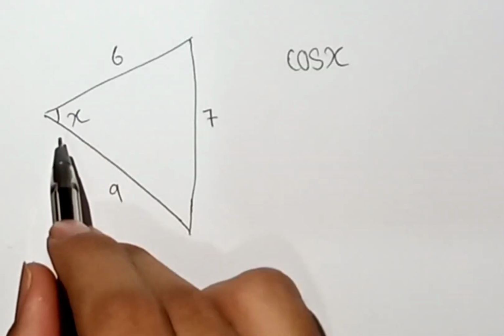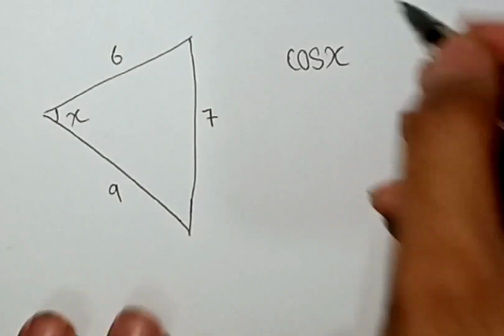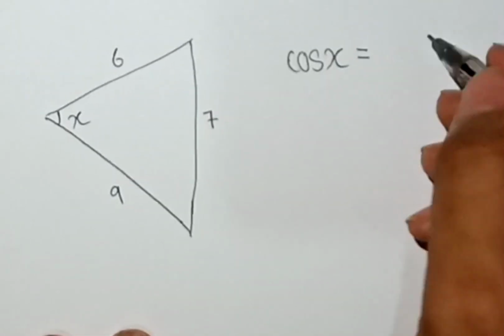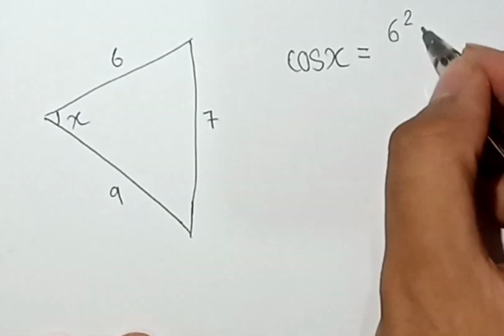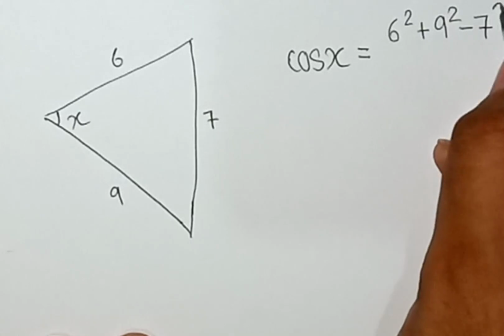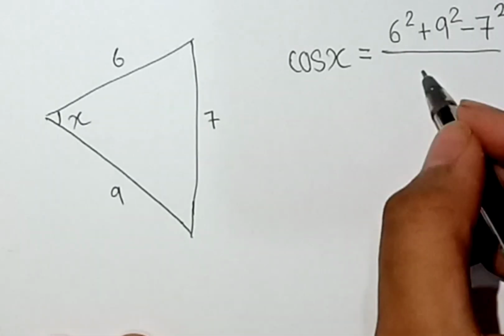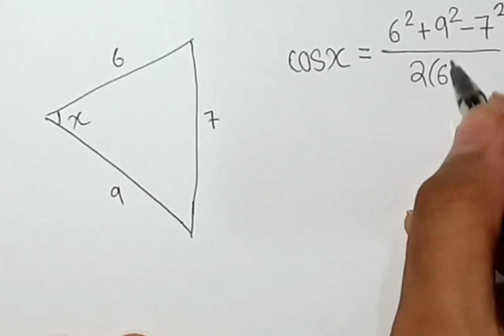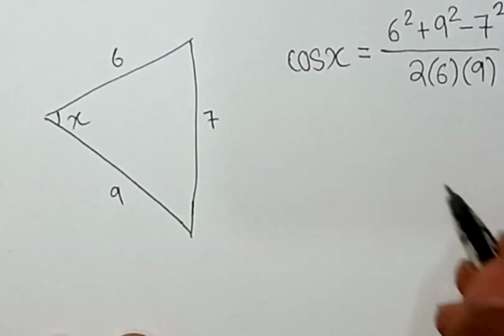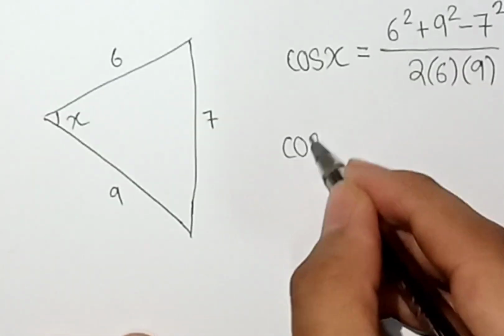Remember when you are finding the angle x, the cos will go towards inverse. x is equal to the neighboring sides. We will add the neighboring sides and we will minus the opposite side. 6 squared plus 9 squared minus 7 squared upon 2 of the formula, 6 in the bracket and 9 in the bracket. You will further solve and get the answer.